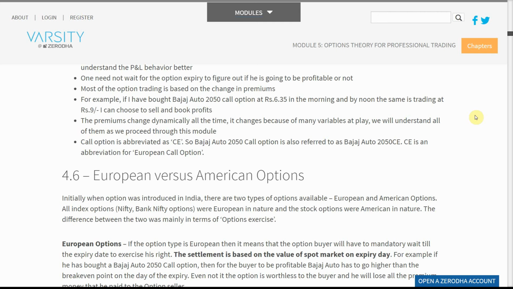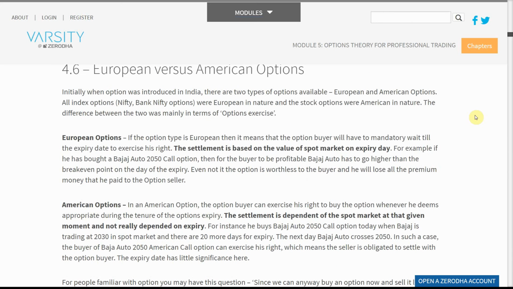4.6 European versus American options. Initially, when options were introduced in India, there were 2 types of options available, European and American options. All index options, Nifty and Bank Nifty options, were European in nature, and the stock options were American in nature. The difference between the two was mainly in terms of option exercise.